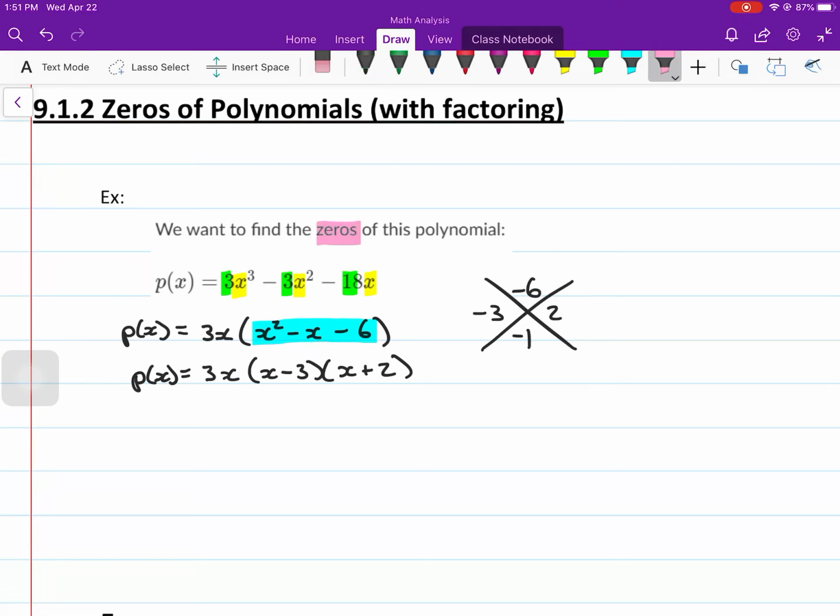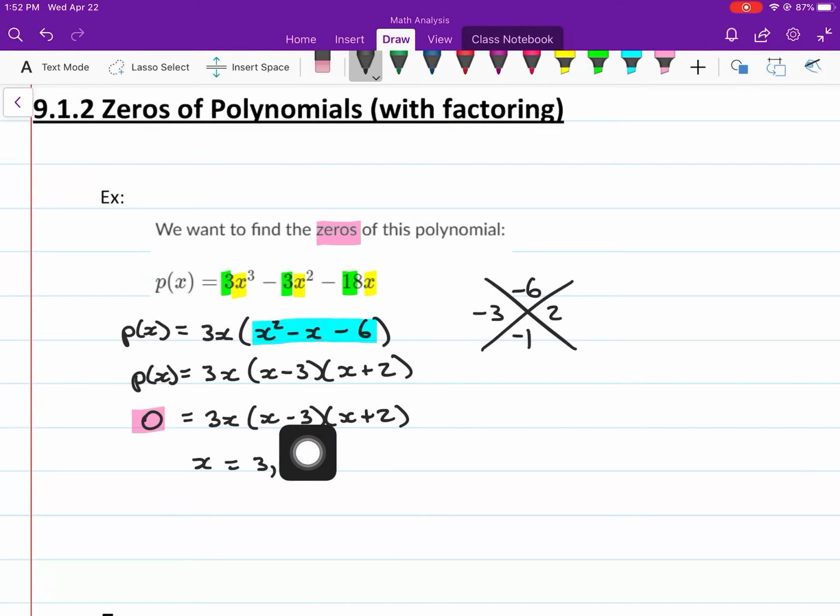And so we want to know when this is equal to 0. We want to find the zeros. So what I'm going to do is take that p of x and set it equal to 0. What's going to make this equal to 0? Well, the obvious choices are 3 and negative 2.